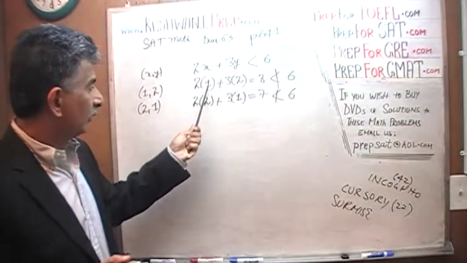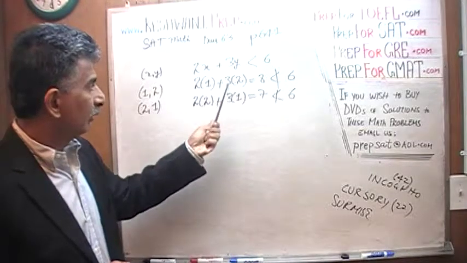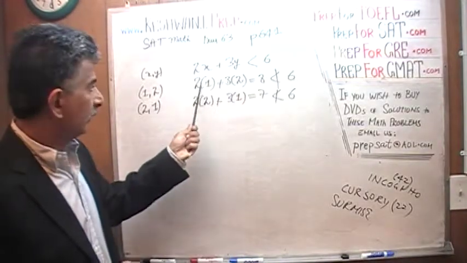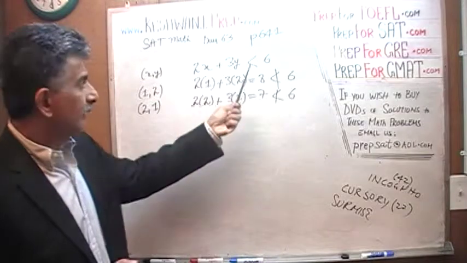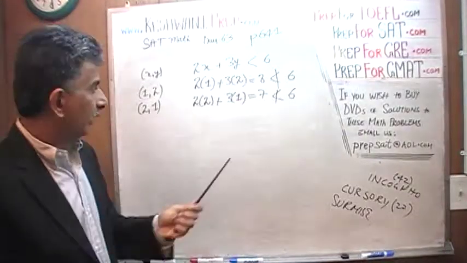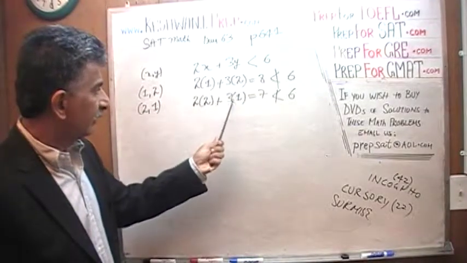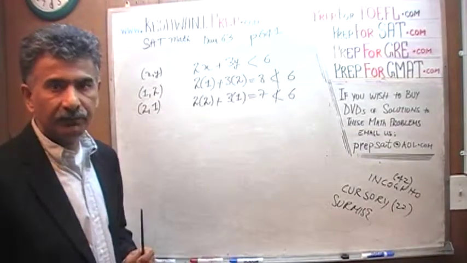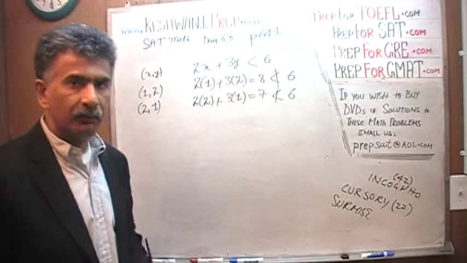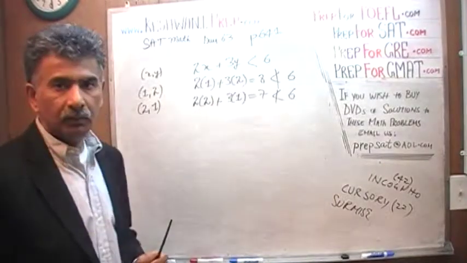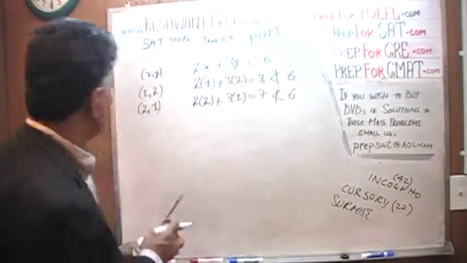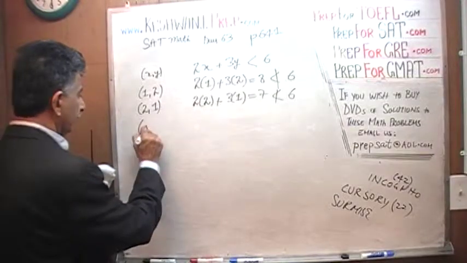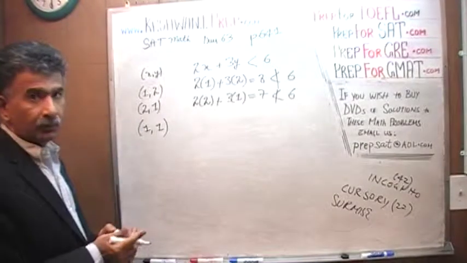If you put in 1 for x and 2 for y here, this becomes 6 already. 3 times 2 is 6 already. And by the time you add another positive quantity, that's not going to be less than 6. And if you put 1 over here, that's fine, that's 3. But then if you put a 2 here, 2 times 2 is 4. Again, that's not going to be less than 6. There is only one ordered pair for which this will hold true. And that ordered pair is 1, 1.